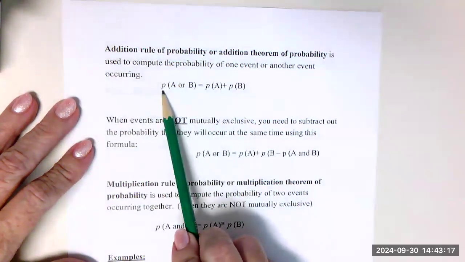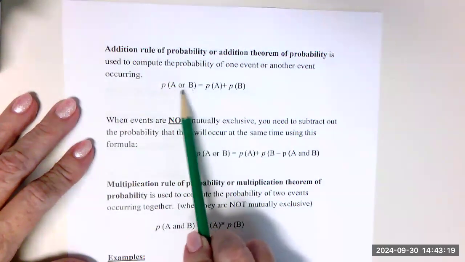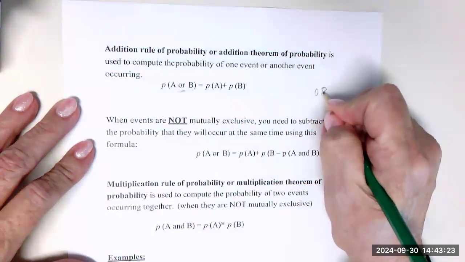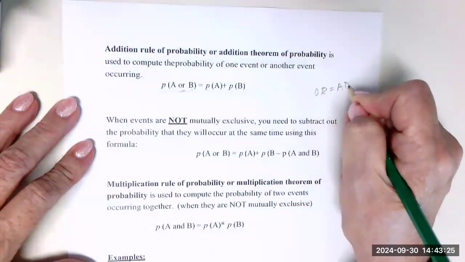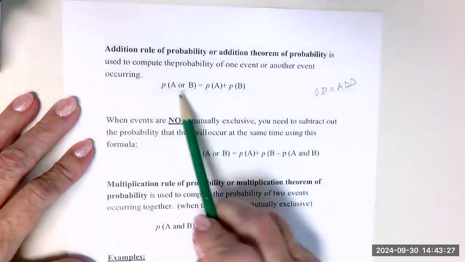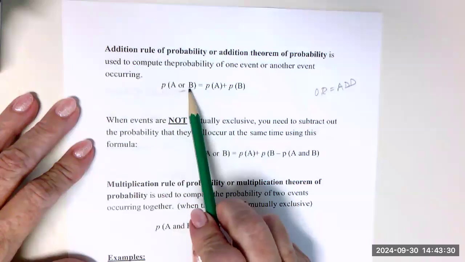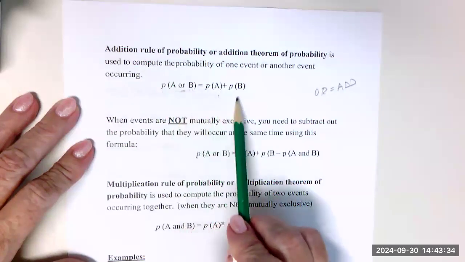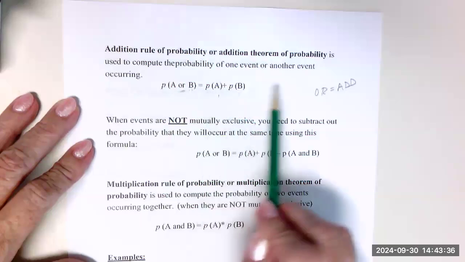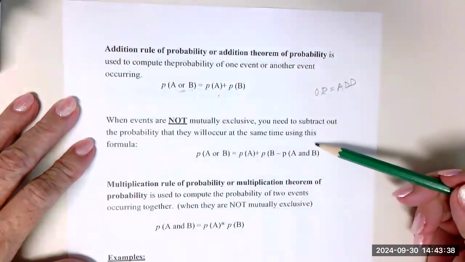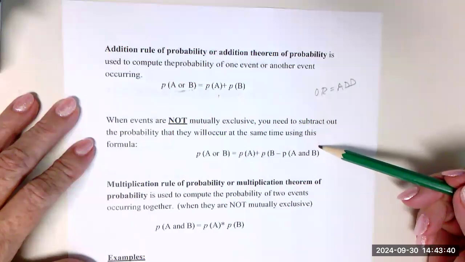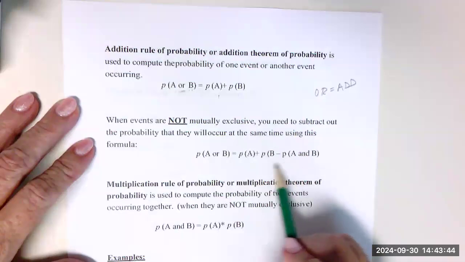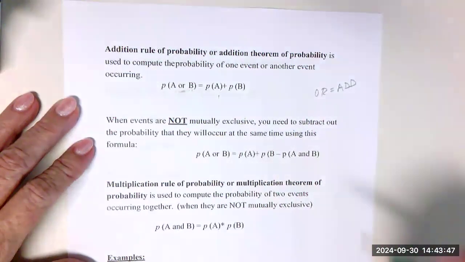This is the probability of A or B. So remember, whenever you see or, you need to use the addition rule. It's saying the probability of A or B is equal to the probability of A plus the probability of B. Okay, great. If they're not mutually exclusive, meaning they can happen at the same time, then you have to tack on this second part.